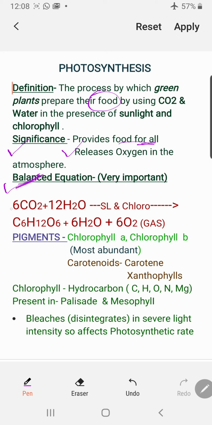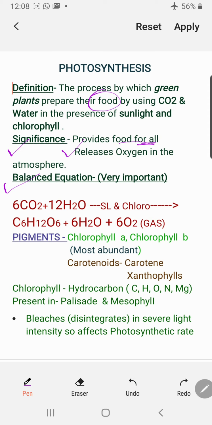So please see, it is 6CO2 plus 12H2O, which is going to form C6H12O6, that's sugar, and then 6H2O plus 6O2. Children, this is something that you need to practice, or you need to mug up, whatever you have to do, but you have to learn this equation in a balanced form, and never forget to mention sunlight and chlorophyll. Don't mention it the way I have. It is SL, but you have to write the full form, sunlight.